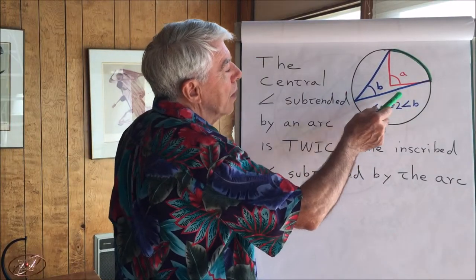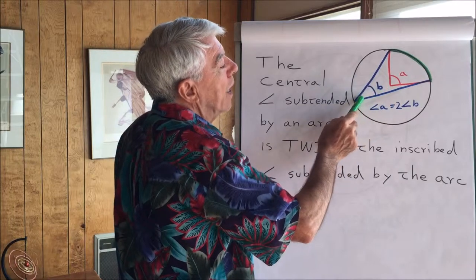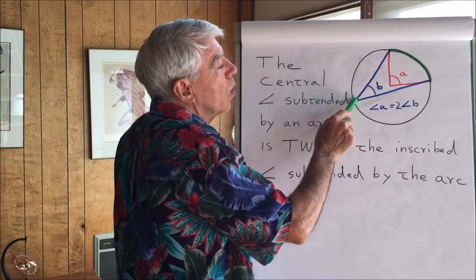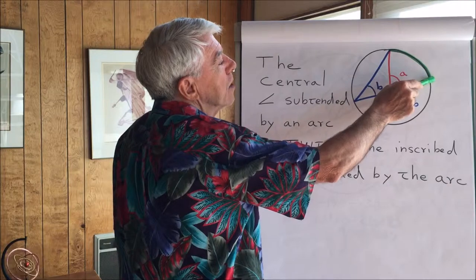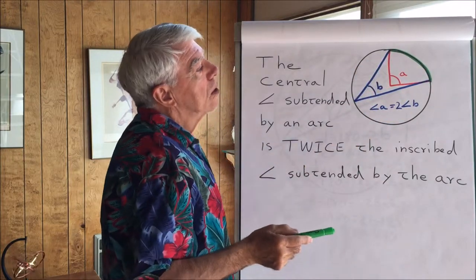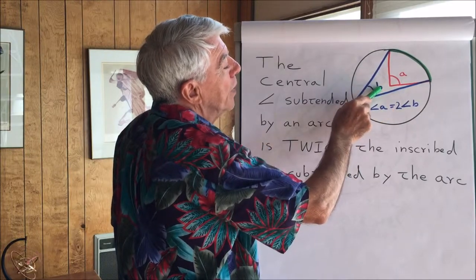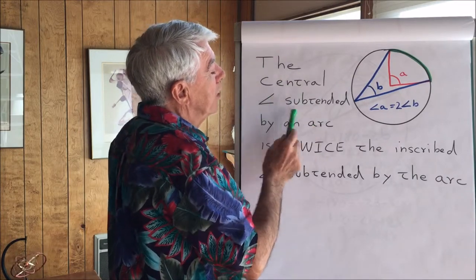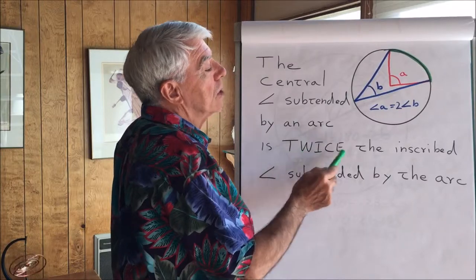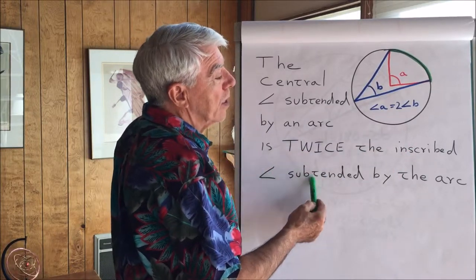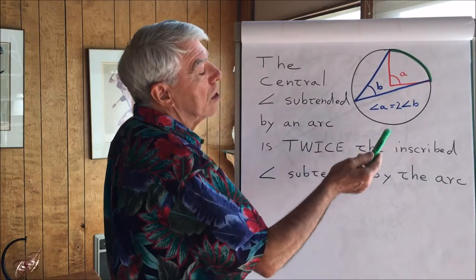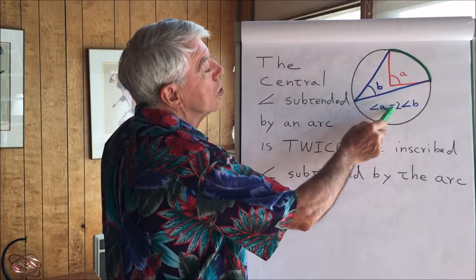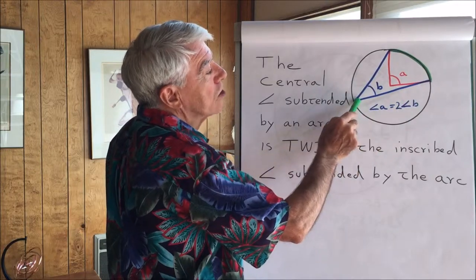Here is a circle, and I've shown a central angle and an inscribed angle. The central angle has the vertex in the center of the circle. The inscribed angle has it on a point on the circumference of the circle. This is the arc that subtends both angles, central angle A, inscribed angle B. And here is the rule that goes with that. The central angle subtended by an arc is twice the inscribed angle subtended by the same arc. Written with math symbols, we can say angle A, which is a central angle, is equal to twice angle B, which is an inscribed angle.